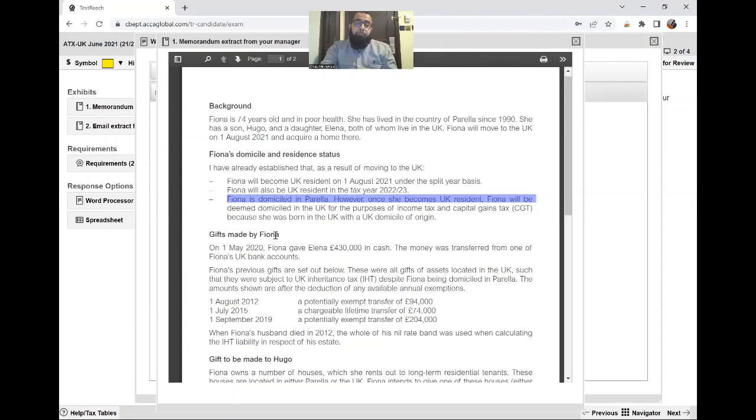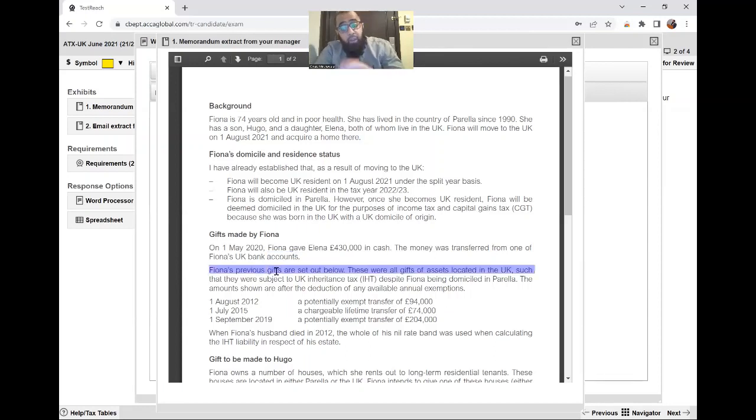Now, gifts made by Fiona. On 1st May 2020, Fiona gave Elena cash of £30,000. The money was transferred from one of Fiona's UK bank accounts. Fiona's previous gifts are set out below.